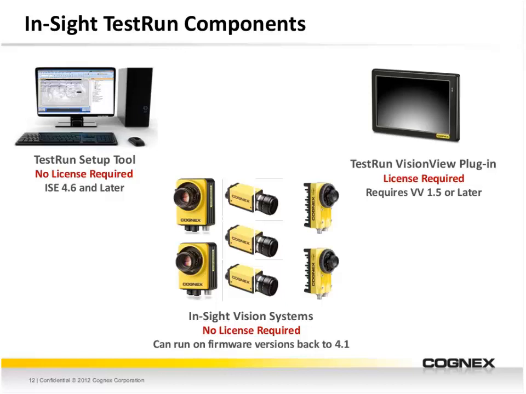But I think the real powerful message here is bringing that into an operator interface, such as our Vision View products. And that is where a license is required, so you'll have to set up a TestRun license on the Vision View for it to accept and let you run the TestRun sequence through the operator interface. And we're going to be jumping into part numbers a little bit later, but I just want to give a general overview there of what we're talking about with the different components of the TestRun system.